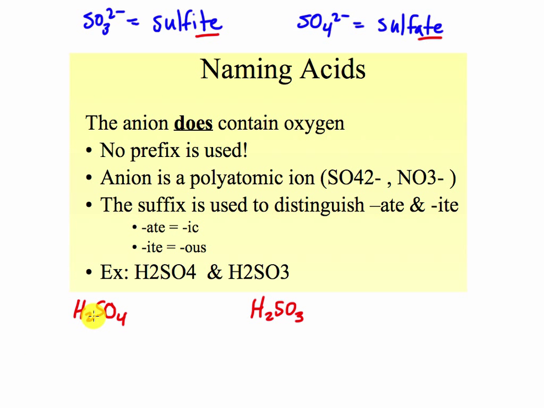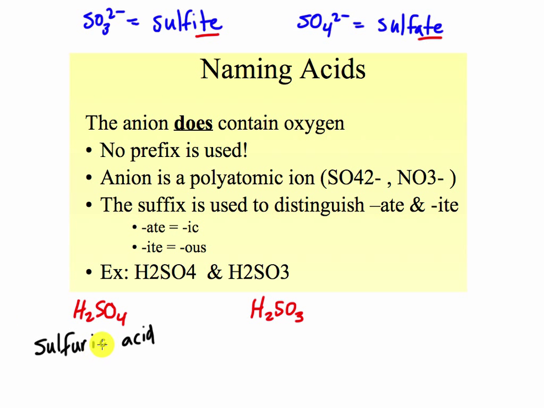So I'm going to call this sulfur acid, some kind, right? But I have to make sure that I tell you that it's the ate. So I'm going to change my ate to an ic. So this would become sulfuric acid. Sulfuric acid. Okay, by having no hydro in the beginning, it tells me that there's oxygen in here.